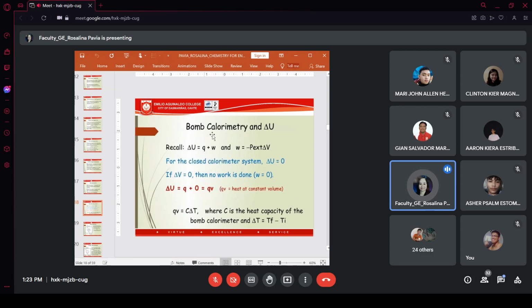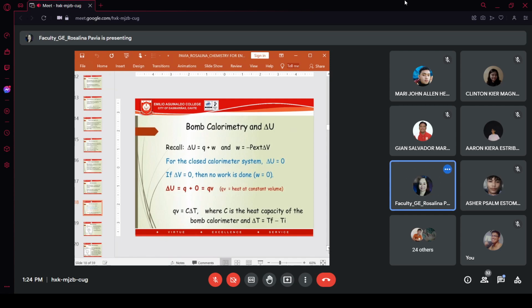Sa bomb calorimeter, diba, we have to consider constant volume. Okay? So, paano mo kukunin ngayon yung Qv? That is making use of the formula m c delta T. So, yun na yung internal energy mo rin, which is equivalent to heat at constant volume. You got it?